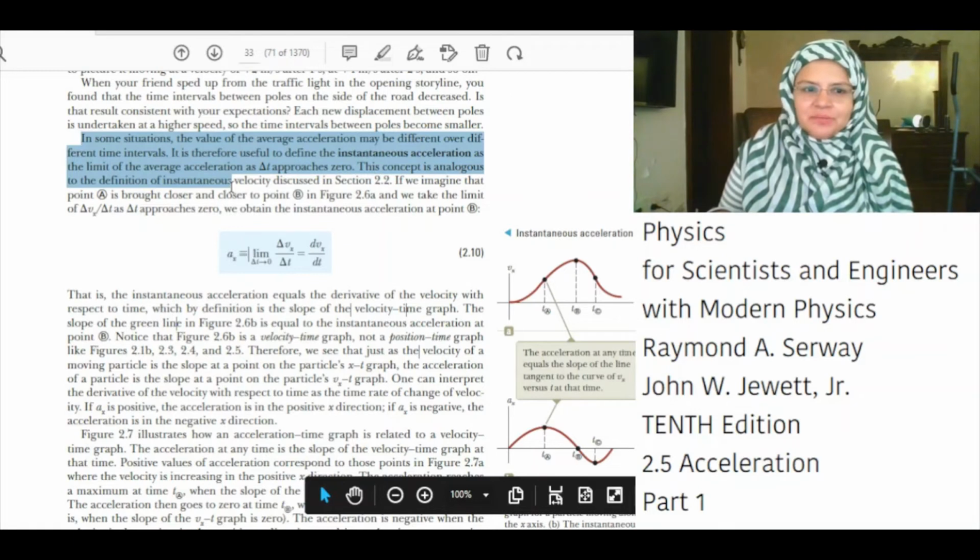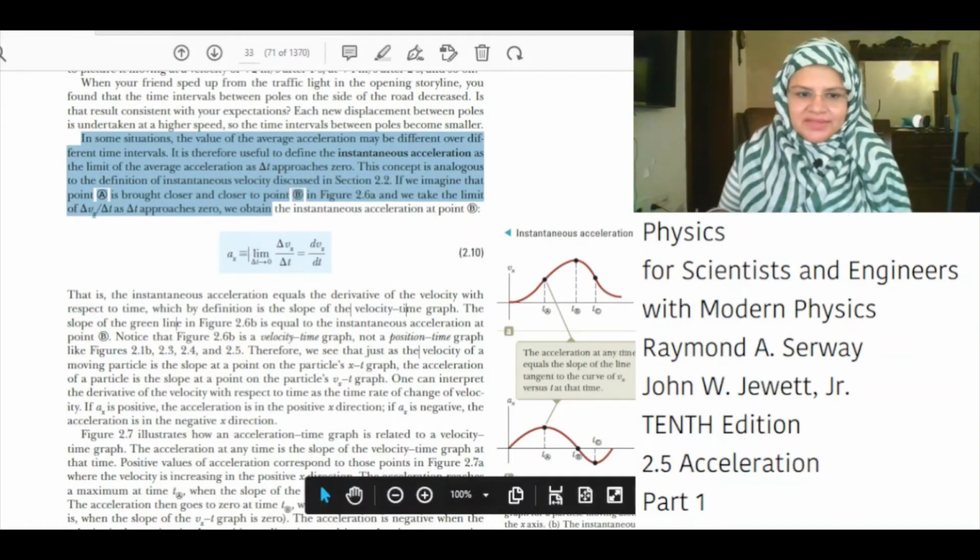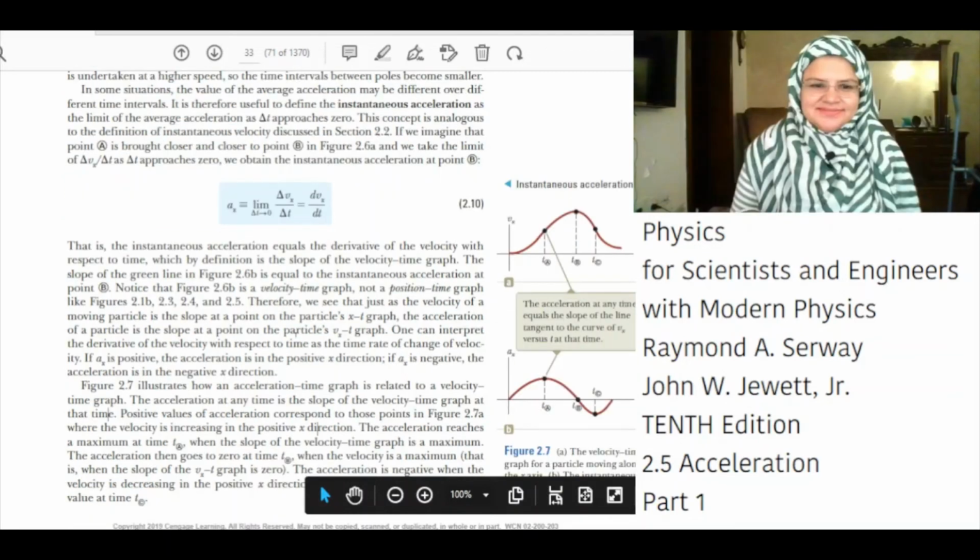If you imagine that point A is brought closer and closer to point B in figure 2.6a and we take the limit of delta vx over delta t as delta t approaches 0, we obtain the instantaneous acceleration at point B. a_x is equal to the limit as delta t approaches 0 of delta vx over delta t, which is equal to dvx over dt.